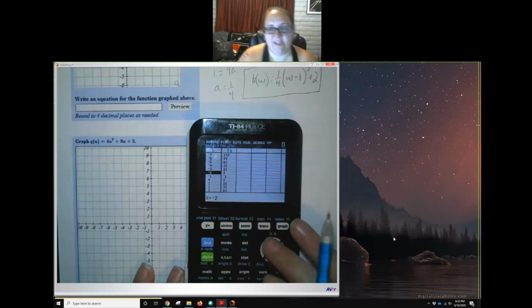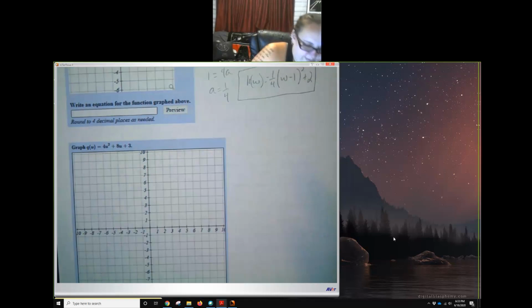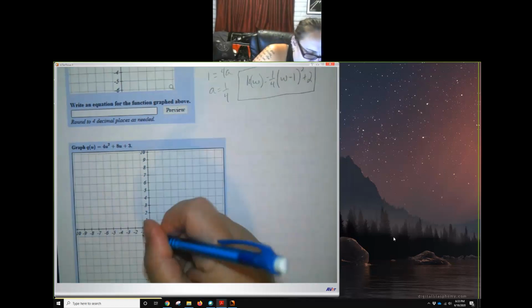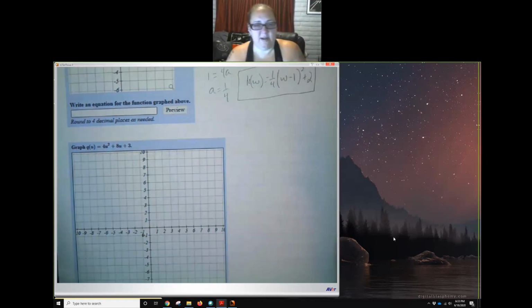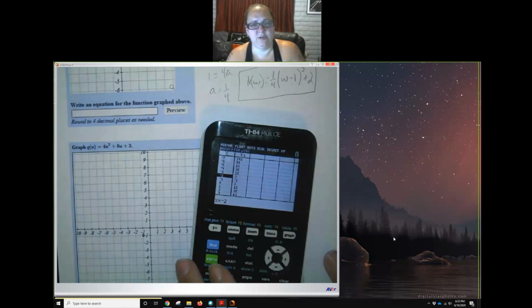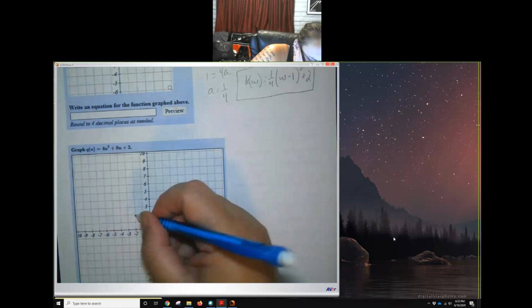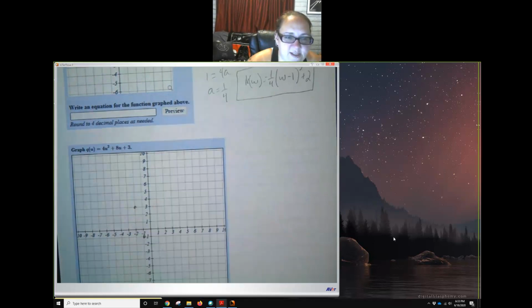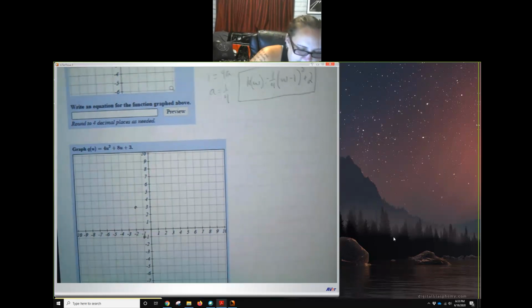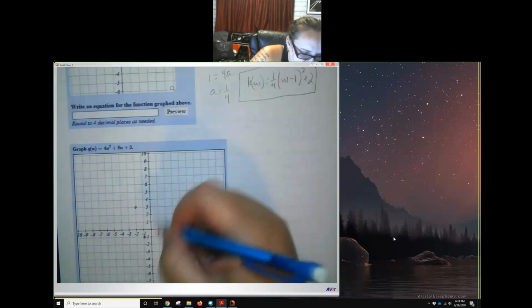So any one of these points would work. Your vertex is at -1, -1. And then you could do -2, 3 as your other point. And then that's all you need for Maura to be able to graph these.